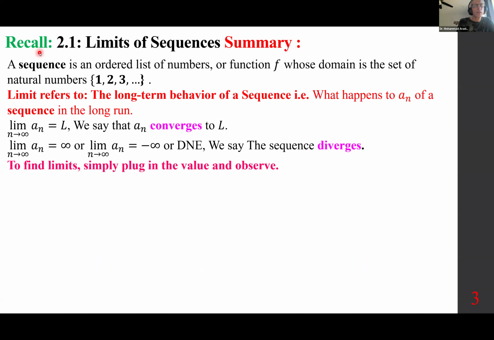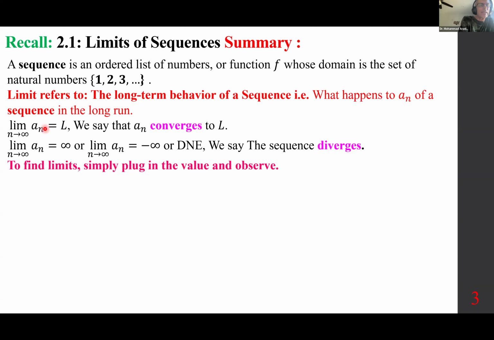Recall. A sequence is an ordered list of numbers or a function f whose domain is the set of natural numbers 1, 2, 3 to infinity. Limit refers to the long-term behavior of a sequence, i.e. what happens to a sub n of a sequence in the long run.